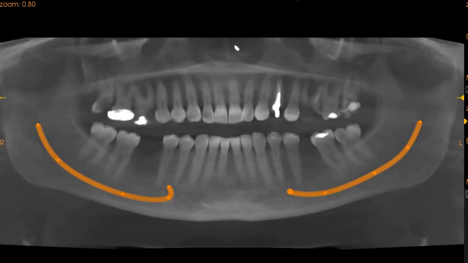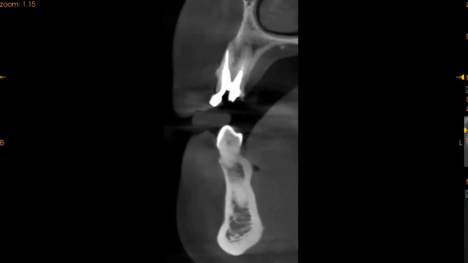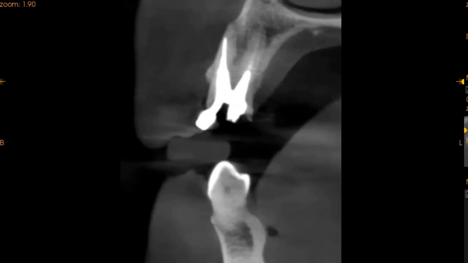Moving to the panoramic view, this is the first molar. It is root canal treated. There does not seem to be a crown restoration on top of the tooth. Moving to the transaxial view, we'll zoom in and show you.